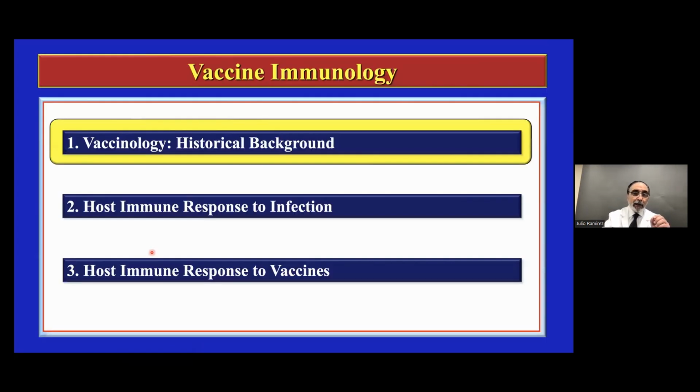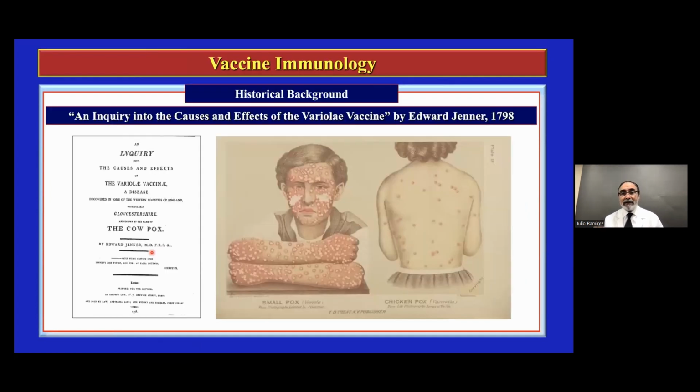This is going to be the outline of the presentation. Historical background, the host immune response to infection, meaning how is it that we as humans respond to infection, and how do we respond to the vaccines. The historical background to vaccination: everything started with Dr. Jenner, 1798. This is the first article published on vaccines.